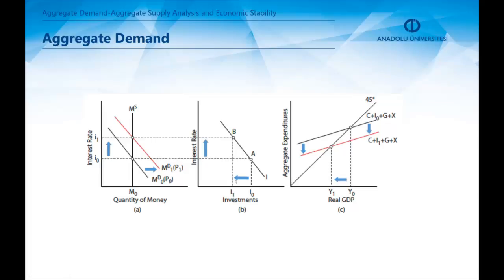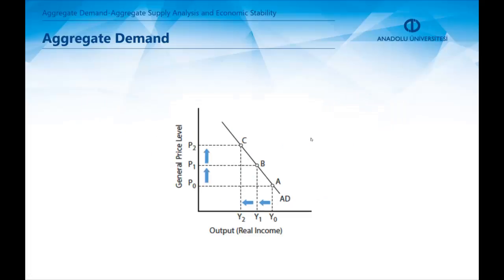A decrease in investment also means a decrease in aggregate expenditures and production. Okay, so this shows the basic mechanism behind the AD curve. An increase in price level causes an increase in interest rate. An increase in interest rate causes a decrease in investment. A decrease in investment causes a decrease in aggregate expenditures, and of course, production. So this downward or negative sloping AD curve shows this economic process.